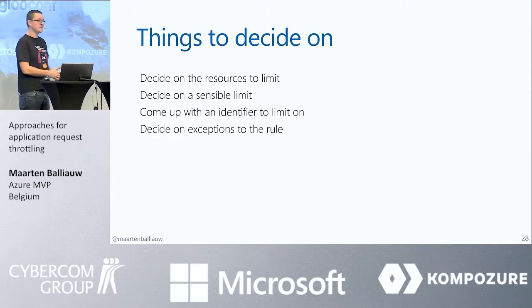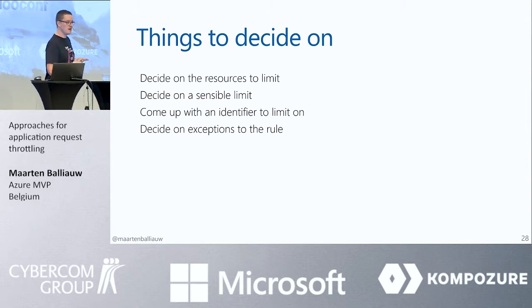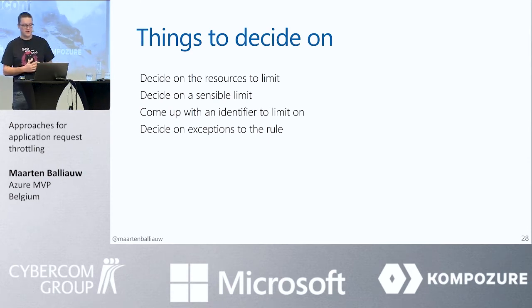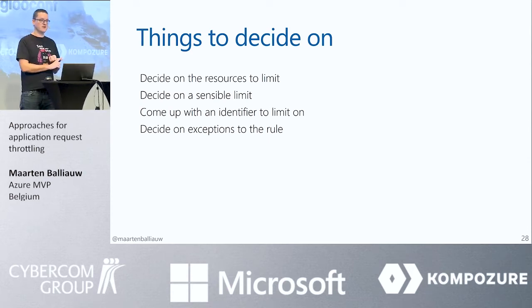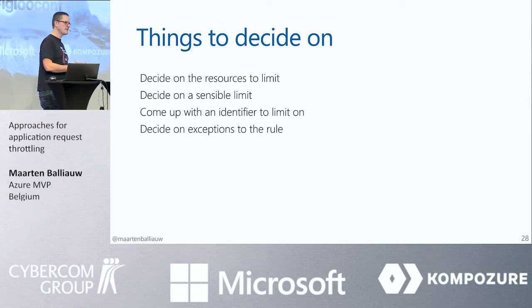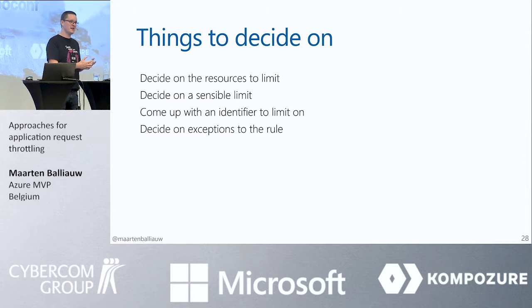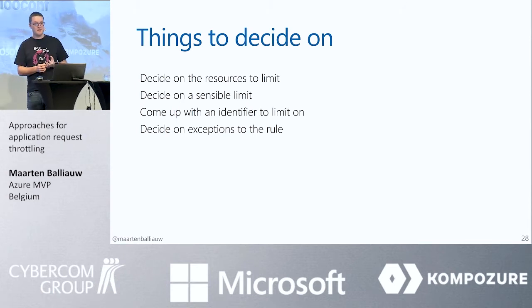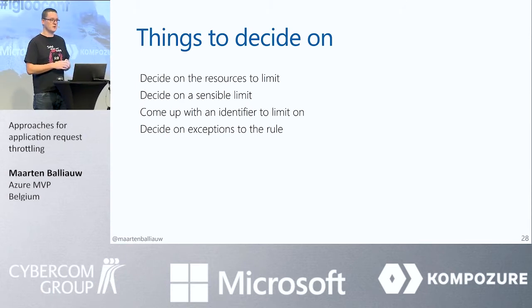We have to decide which resources we are going to limit. You cannot just add rate limiting to your application and just start rate limiting randomly. You cannot do this. So you have to decide which resources you want to limit, what the limit is going to be, and who you are going to limit. Is it going to be user-based? Is it going to be IP address-based? Is it going to be something else? And you have to decide on exceptions to the rule. You don't want to rate limit your monitoring system, for example, right?